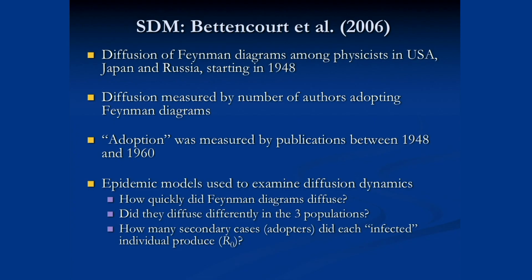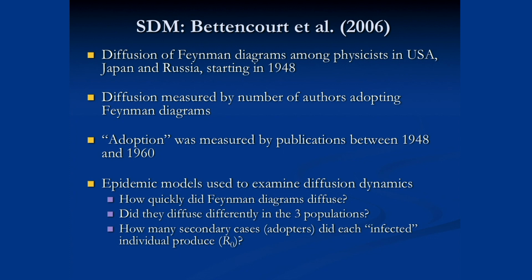So I'll just run through a couple of examples to show how these methods have been used. This is a paper by Betancourt published in 2006, and it looked at the diffusion of Feynman diagrams amongst physicists in the US, Japan, and Russia starting in 1948. These diagrams are things that physicists use to help them do their work. So it's not a corrective mechanism, it's something that enables them to do their research more efficiently and better. So you would think people would want to adopt these.